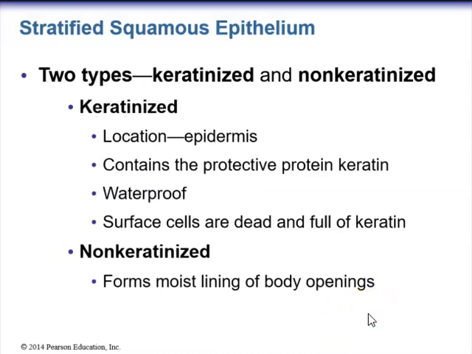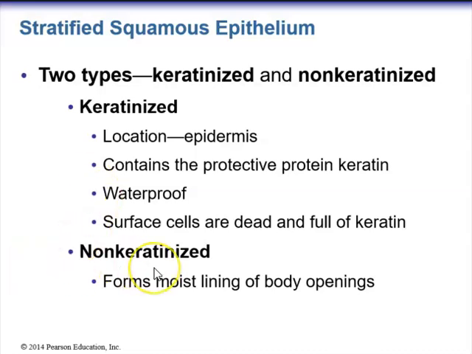We have 2 types of stratified squamous epithelium: keratinized and non-keratinized, basically whether or not they contain the protein keratin. Keratinized stratified squamous epithelium is found in the epidermis, which is a layer of skin. It contains the protective protein keratin, which adds to the waterproof properties of this type of epithelium, so we're not constantly losing water from our bodies. And the surface cells are dead and full of that protein keratin.